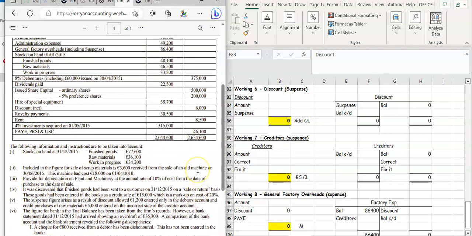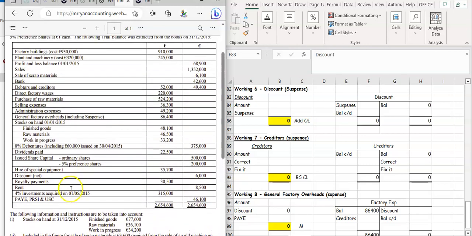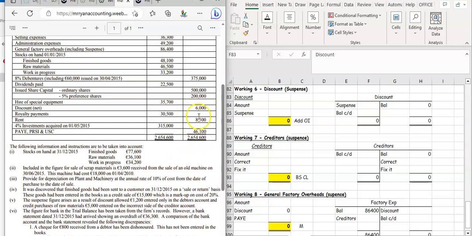So that's saying that with this discount figure that we have in the trial balance. So let's have a look at the trial balance and see. So discount net is on the credit side, which means that it's an income, so that's discount received. So it's telling us that we gave discount allowed to a customer and we have to include that in our discount account, so we need to reduce it.